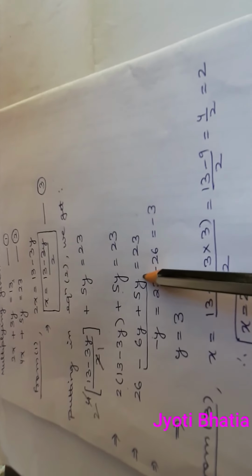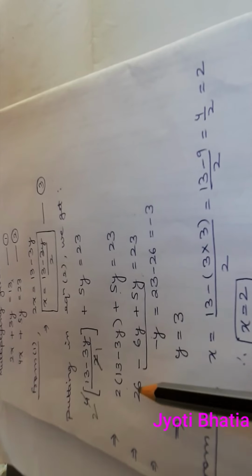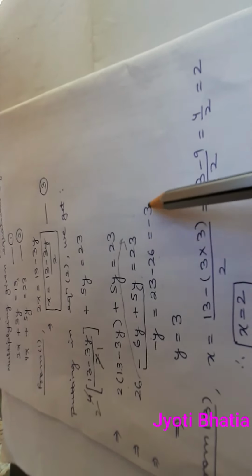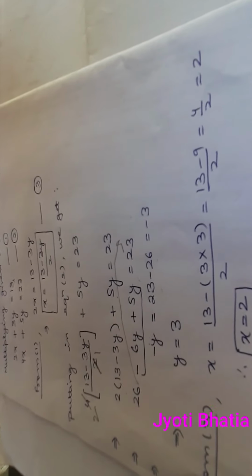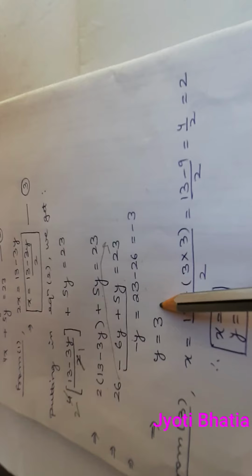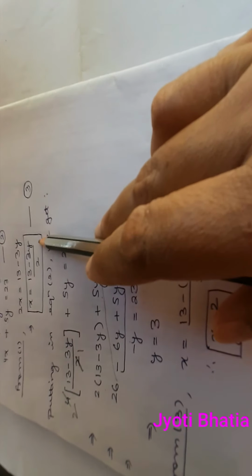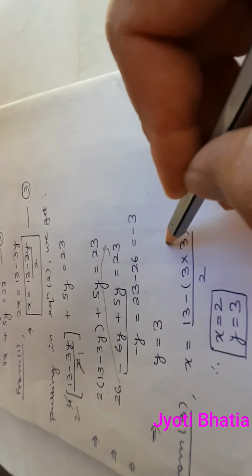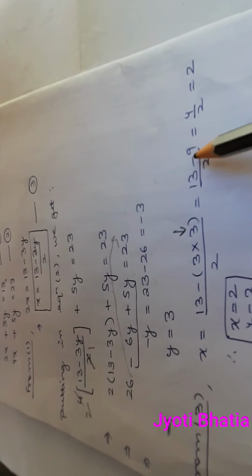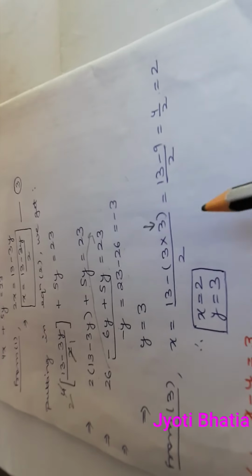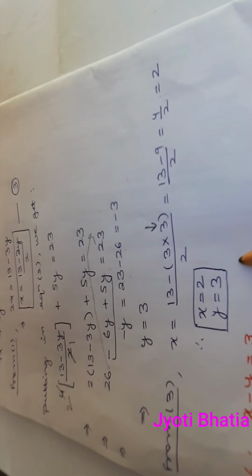Combining the terms containing y, you will get minus y. 26 will be shifted that side. So 23 minus 26 gives you minus 3. Now minus y is equal to minus 3 means y is equal to 3. Putting the value of y in this equation 3, we shall get 13 minus 3 into 3. But again keep in mind that we are following BODMAS. 3 into 3 is 9. 13 minus 9 is 4. 4 upon 2 is 2. So we get x equals 2 and y is equal to 3.